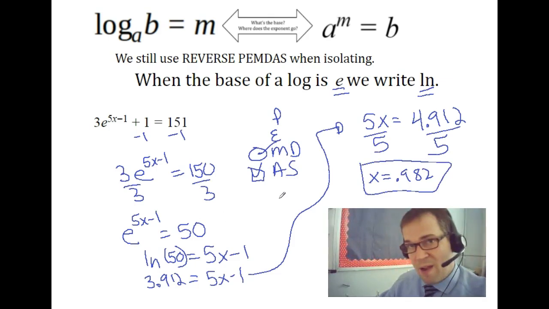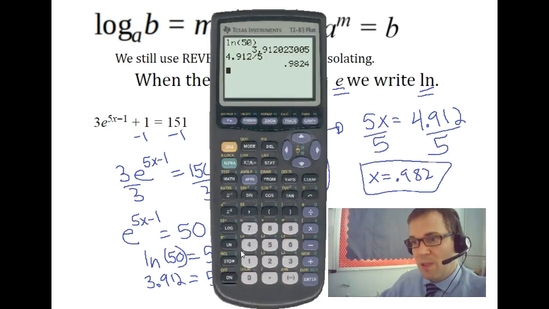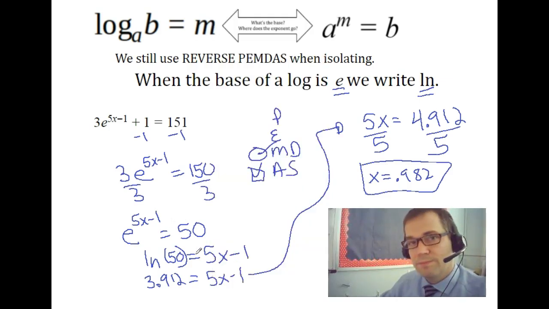So again, 90% of this is stuff you know how to do. If they add, you subtract. If they multiply, you divide. But once you have something raised to a power by itself, we switch to the log form. And when that base is e, our jobs are a lot easier because instead of using a change of base formula, we can just bust out this ln button and life is good. So, good luck.